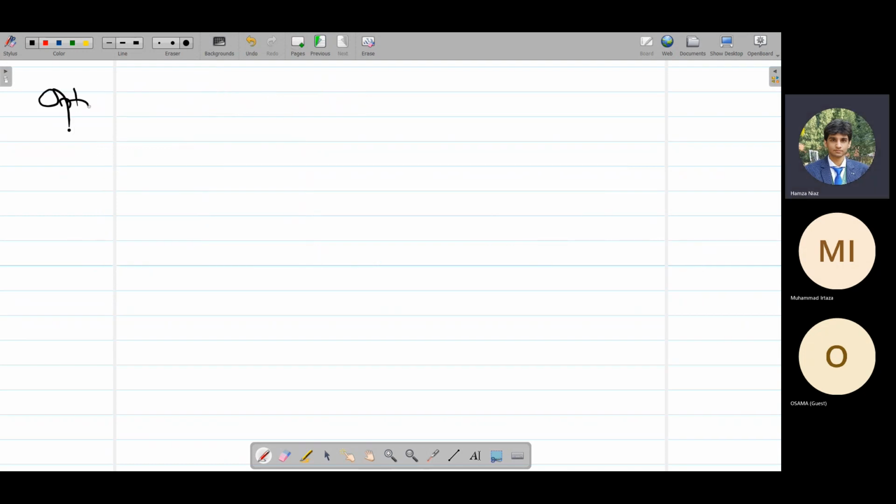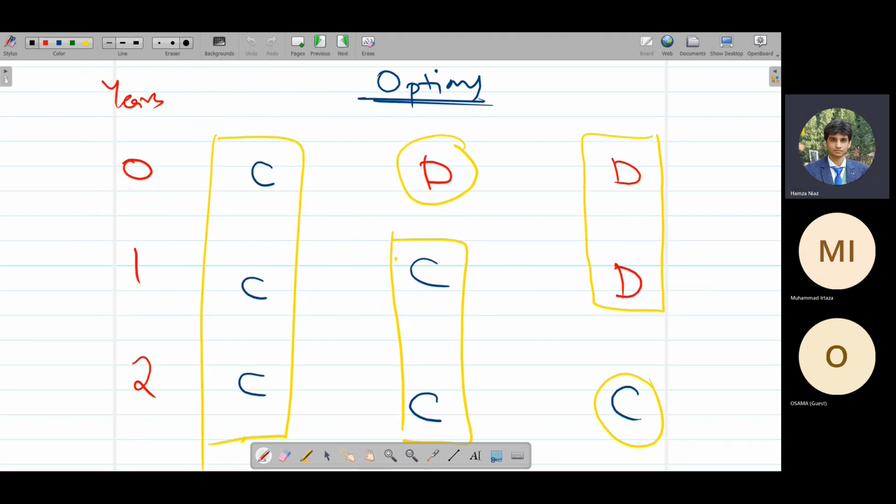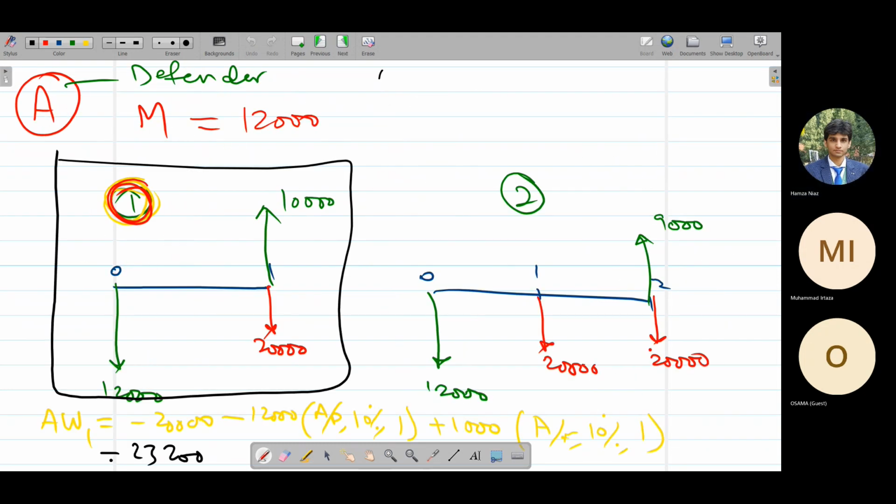Similarly, for option C, the option was defender and challenger. So again, now we are going to use the second diagram, this one.